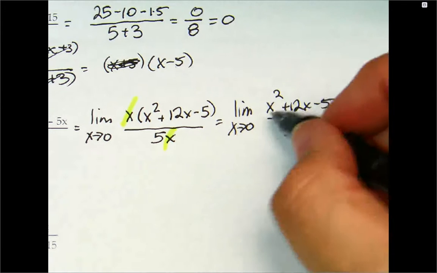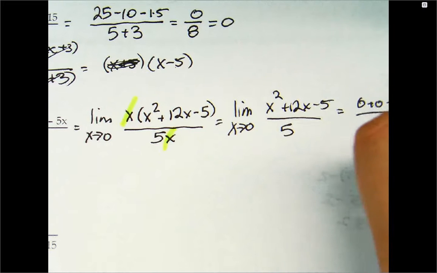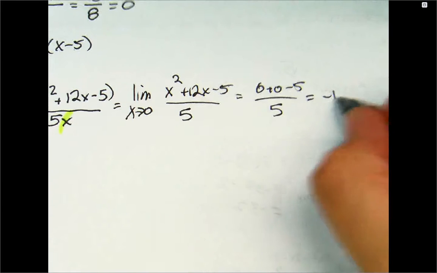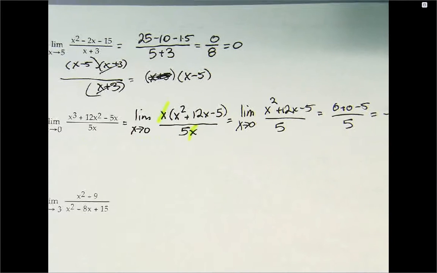We get 0 plus 0 minus 5 over 5, which is negative 1. So let me zoom that out just a little bit more so we get the whole thing in there. There we go.